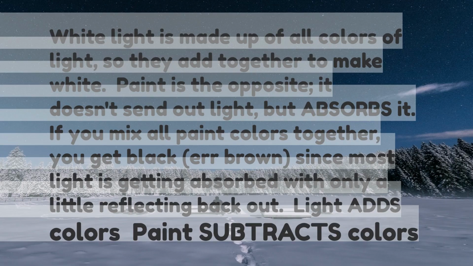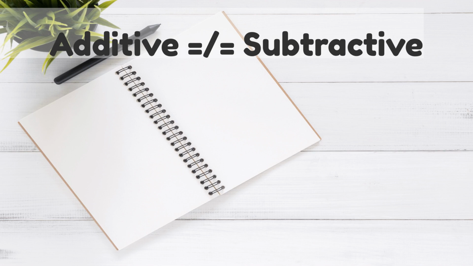White light is made up of all colors of light, so they add together to make white. Paint is the opposite. It doesn't send out light, but absorbs it. If you mix all paint colors together, you get black or brown, since most light is getting absorbed with only a little reflecting back out. Light adds colors, paint subtracts colors.